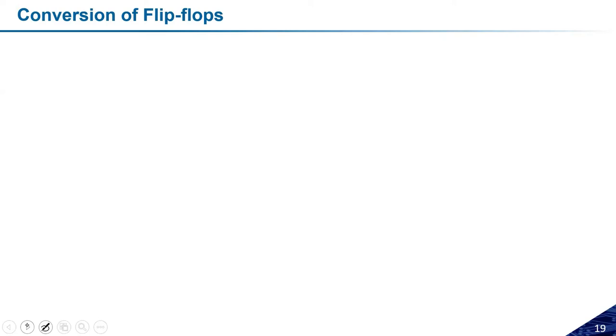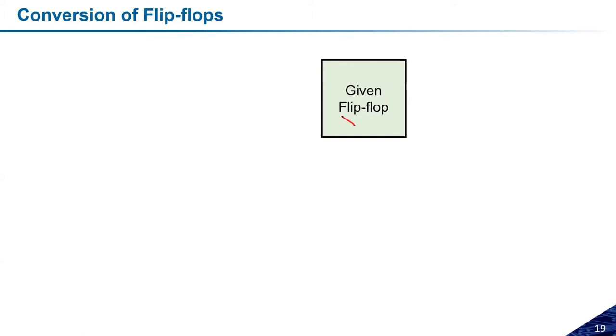But sometimes there may be a different kind of output requirement. In that case, we have to convert from one flip-flop to another. So let us see how we can convert one flip-flop to another. To convert one flip-flop to another, we need a flip-flop that has already been given. Suppose I want to convert JK to SR. What it means is that the JK is already given and I have to convert it into the SR.